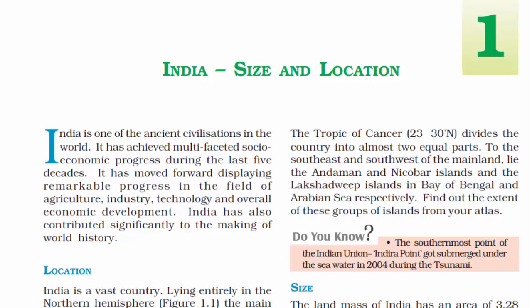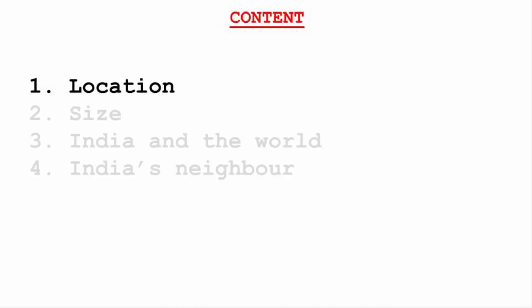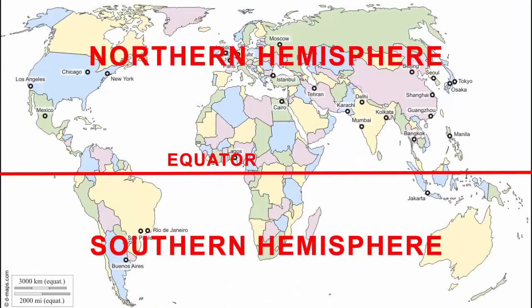Chapter 1, India, Size and Location. So here is the brief content as to what we will be reading in this chapter. The first topic is location. India is a vast country, lying entirely in the northern hemisphere, which means above the equator.